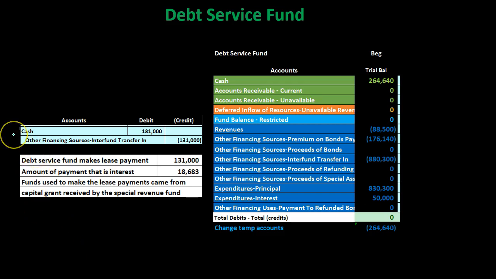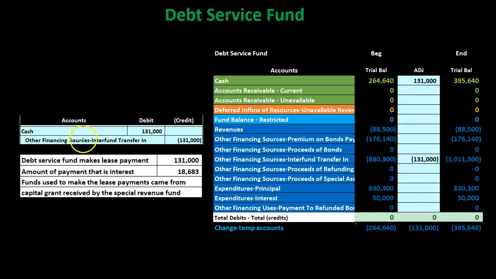So cash is going up just as it would in the government-wide activities. The other side goes to a revenue type account, which would be the other financing sources. This is the interfund transfer in. So with the interfund transfer in, cash is increasing. We have the debit to cash. It goes up in the debit direction. The other side goes to other financing sources, which acts like a revenue type account, with a credit going up in the credit direction.